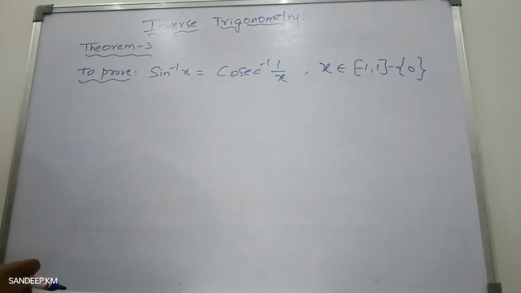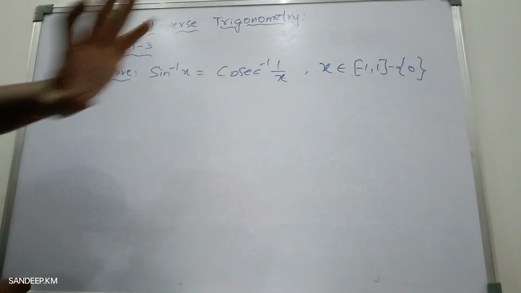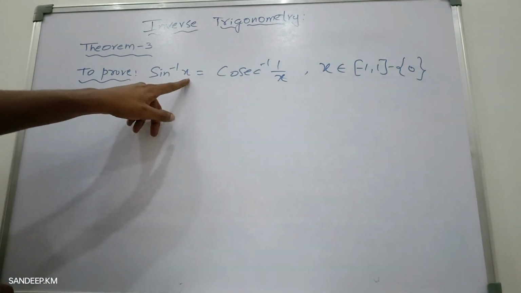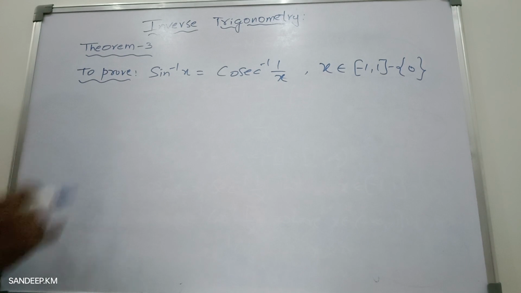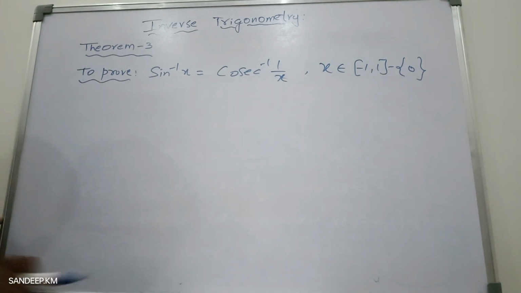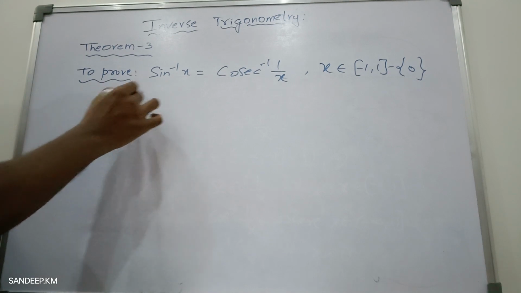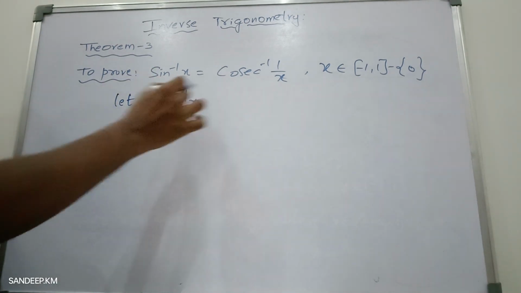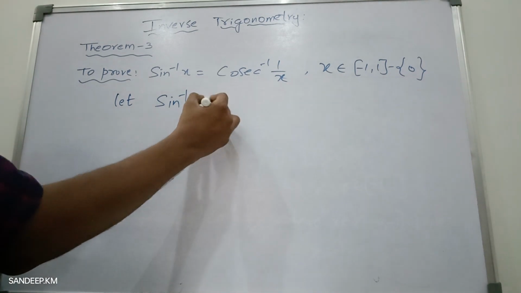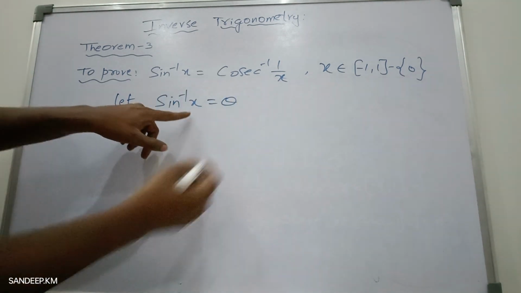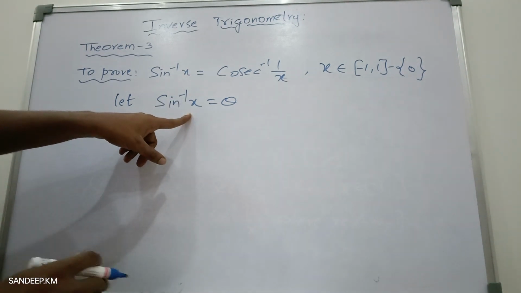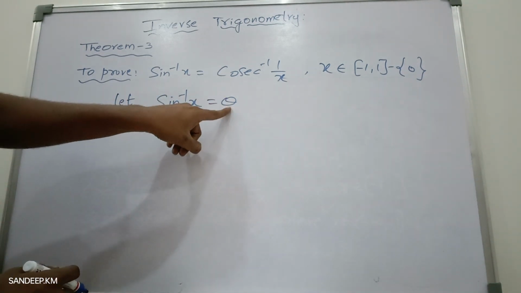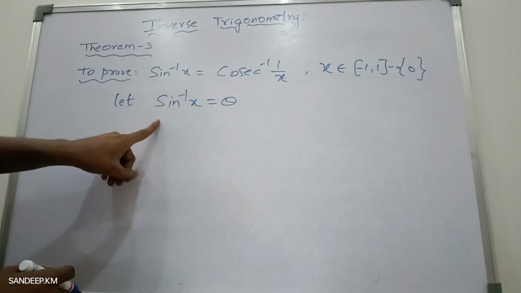A simple proof where we will prove that sine inverse x is equal to cosec inverse of 1 by x, where x is in the domain of the sine inverse function except 0. The proofs are very similar, as you keep seeing in the proofs of all these properties. First, let sine inverse x be equal to theta, where x belongs to minus 1 comma plus 1 except 0.